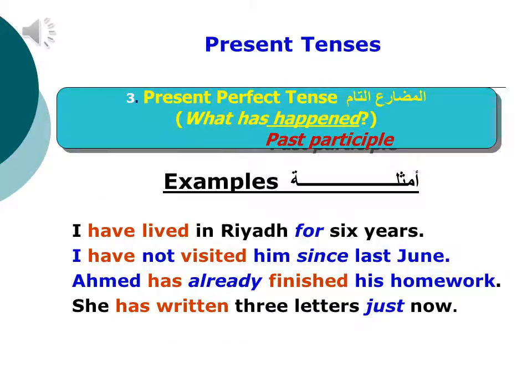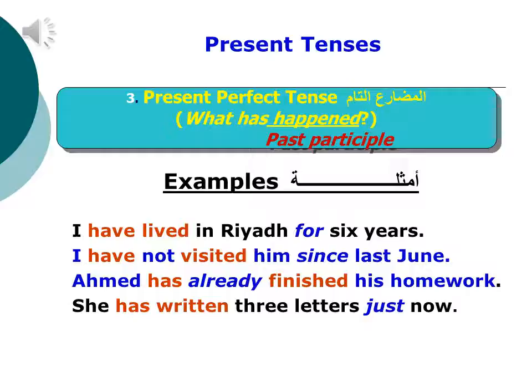Now let me read out to you some examples using the present perfect tense, which will hopefully make it clearer for you to understand. The first one, I have lived in Riyadh for 6 years. Now to make this sentence negative, we simply add not between have and the past participle, which is التصريف الثالث. So we say I haven't lived in Riyadh for 6 years. And to make it a question, we simply put have at the beginning and we say have I lived or have you lived in Riyadh for 6 years?